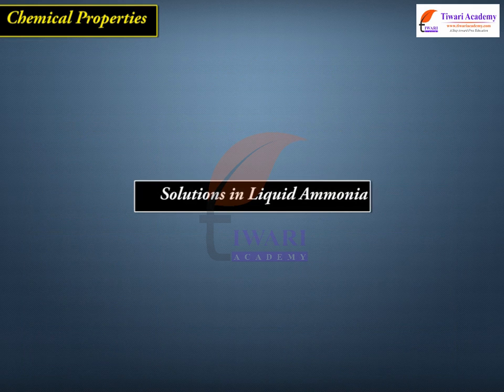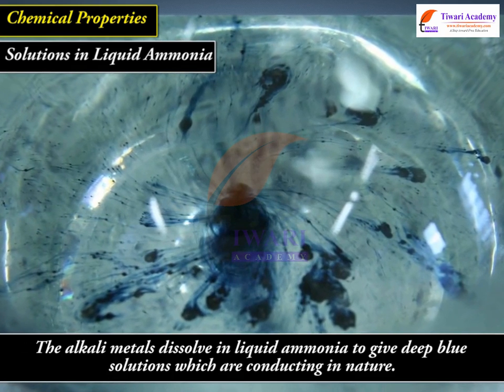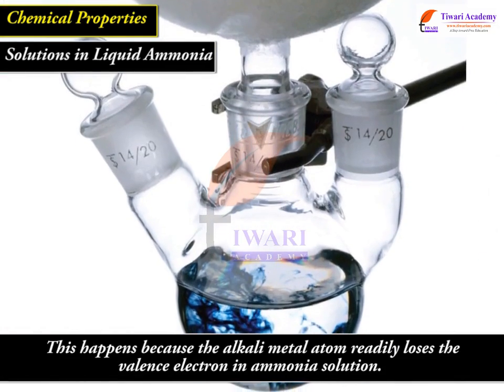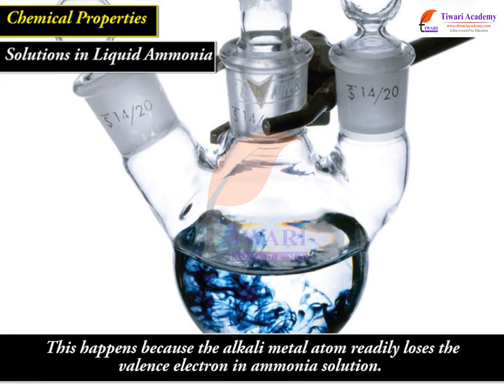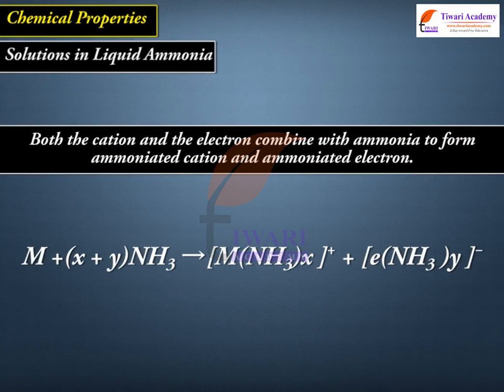Solutions in liquid ammonia. The alkali metals dissolve in liquid ammonia to give deep blue solutions which are conducting in nature. This happens because the alkali metal atom readily loses the valence electron in ammonia solution. Both the cation and the electron combine with ammonia to form ammoniated cation and ammoniated electron. M + (x+y)NH3 give [M(NH3)x]+ + [e(NH3)y]−.